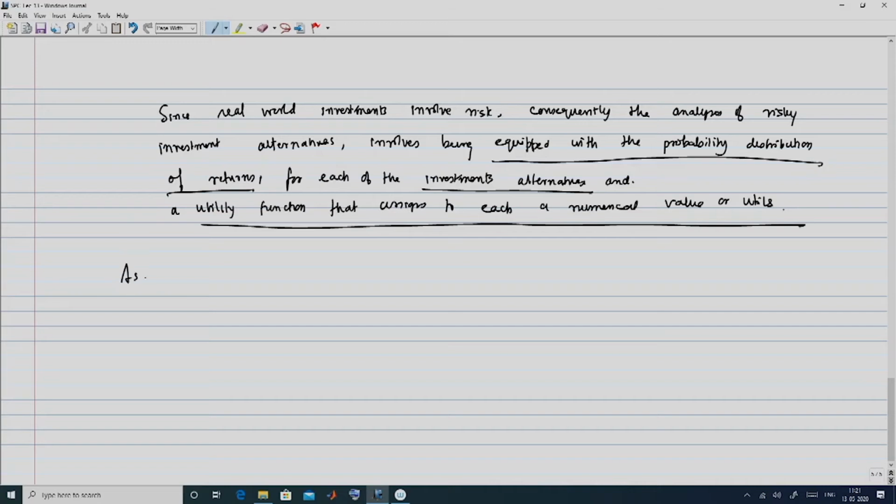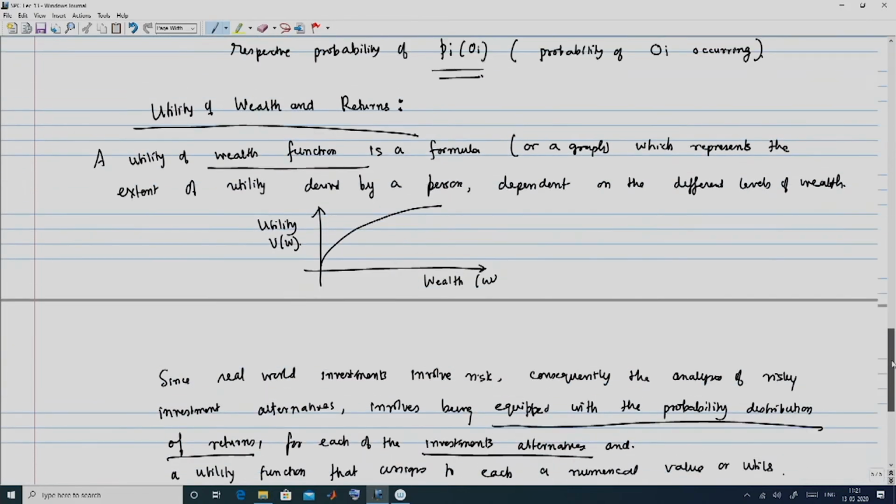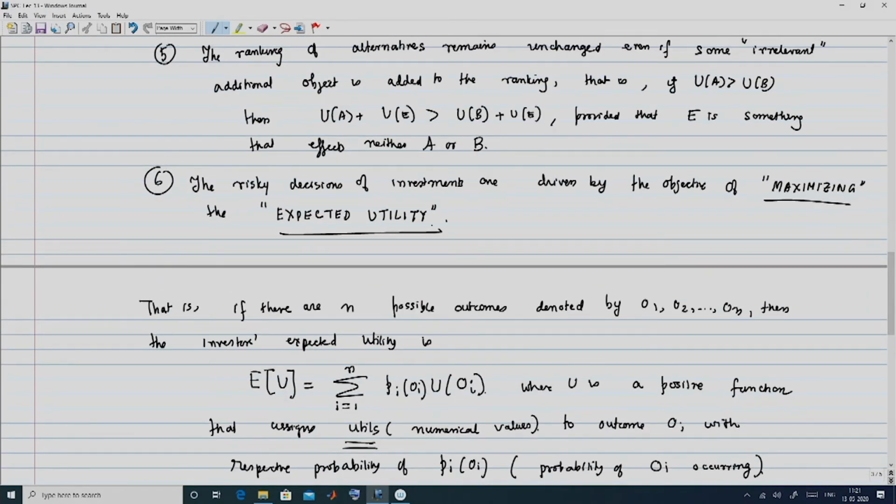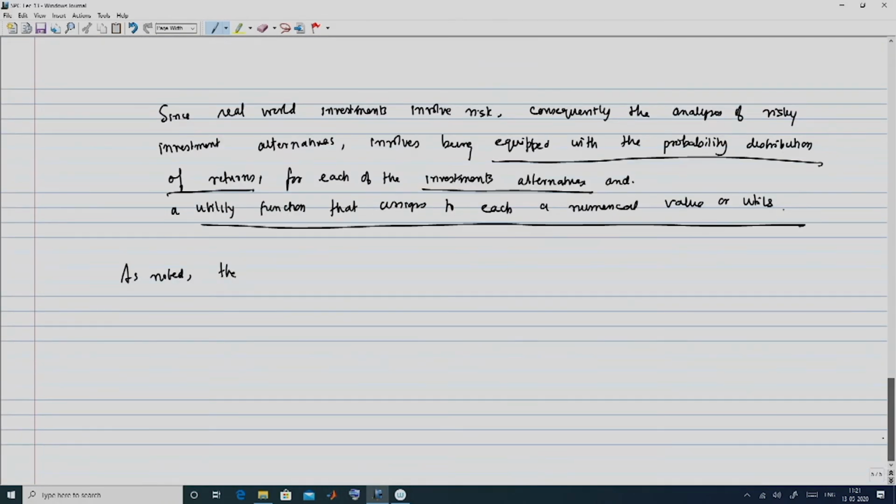Okay, so now as I have already mentioned here, eventually our goal is to maximize the expected utility. So, drawing motivation from that, we say that as already noted, the basis for this analysis involving the utils is the maximization of the expected utility.